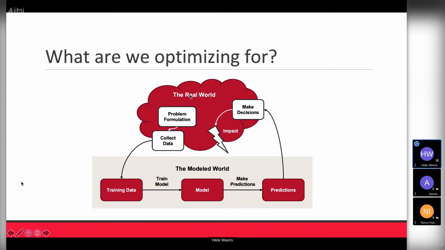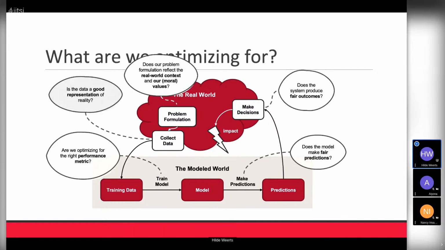But of course, the real impact of an algorithm happens in the real world. And this is also where you build your problem formulation, where you collect your data, and also where the actual impact of the decisions that you base on the predictions occurs. And in this process, we actually make a lot of small decisions that will impact what the final model would look like. And many of those decisions you make implicitly, and maybe they're based on practical constraints, such as the availability of a particular data set or something like that. And this is where those harms can arise.